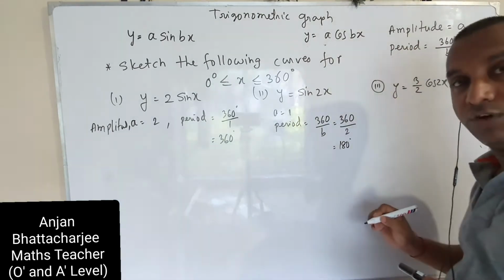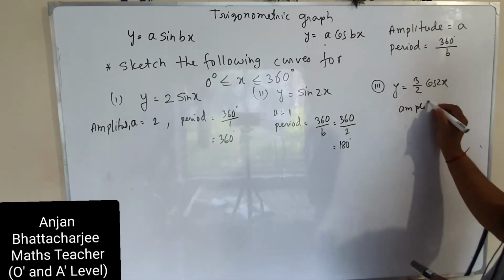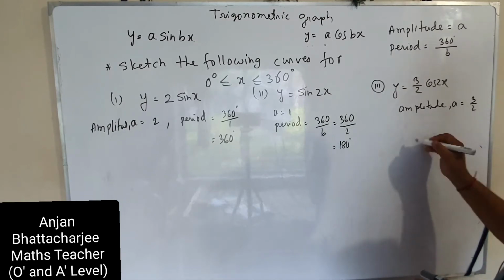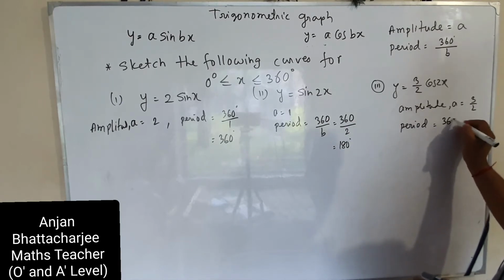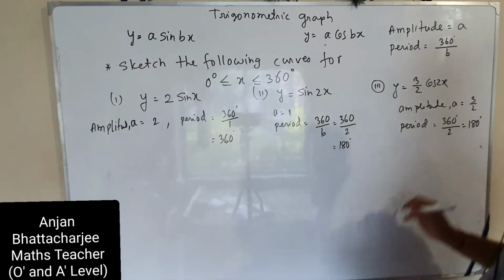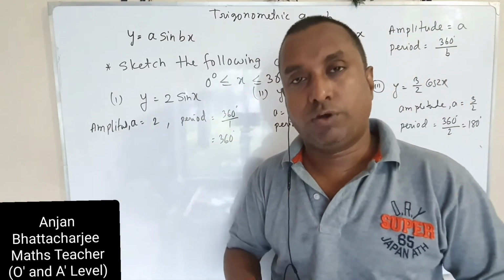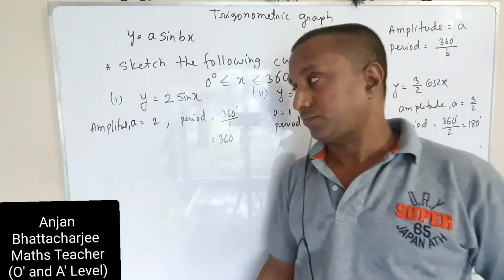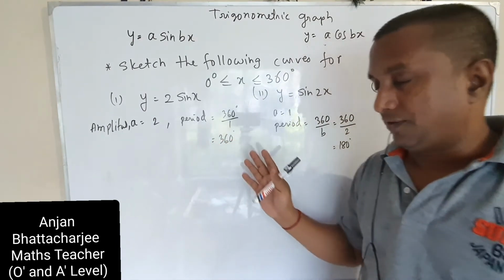Now let us see this one. Here amplitude A equals 3 by 2 and period equals 360 divided by B, where B is 2, so it becomes 180. That is how we can find the amplitude and the period. We have got all this information here. Now we will see how to sketch the graphs.